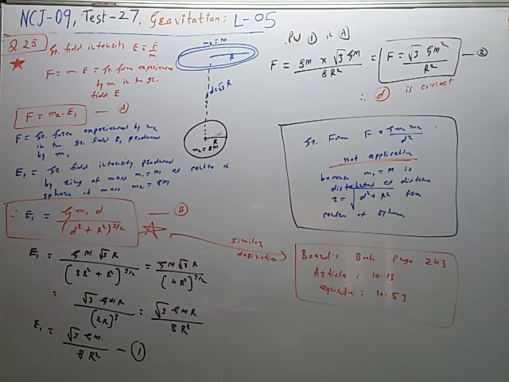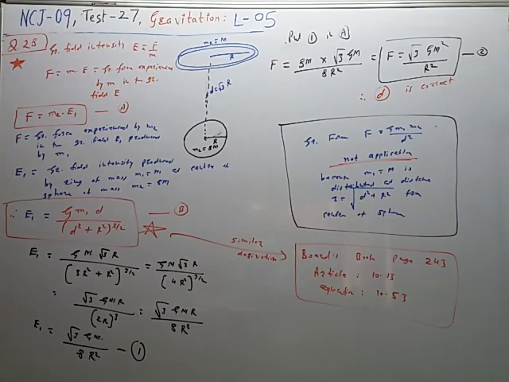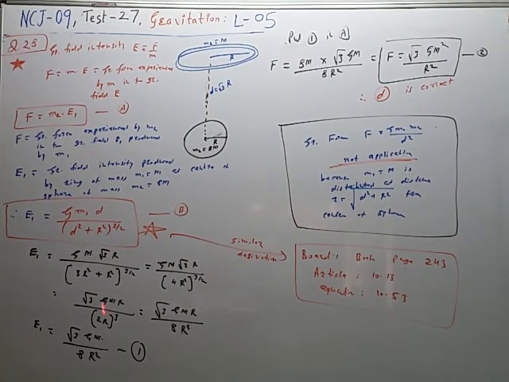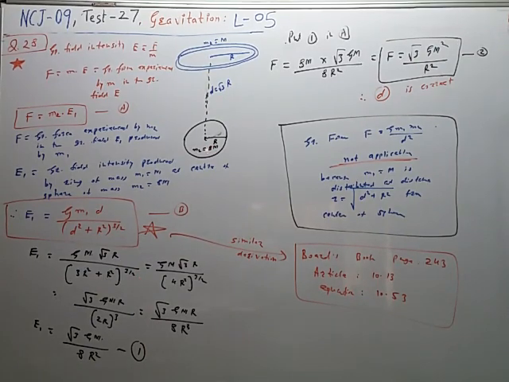So we know E1 by equation 1. By substituting the value of D, we have obtained E1. We know m2 is equal to 8 times m, and therefore by substituting we get the correct answer. The force of attraction between the ring and the sphere is equal to root 3 G m square upon r square.